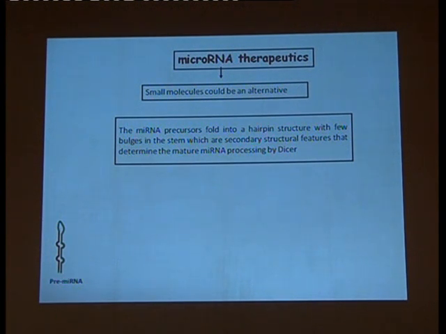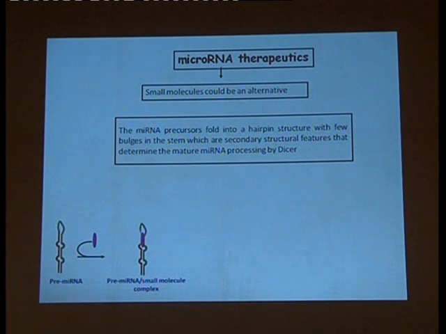Pre-miRNA, as I explained, has a very nice three-dimensional hairpin structure, with some bulges here and there, which is unique for a unique miRNA. That means you can distinguish one miRNA from another by a small molecule. You can develop a small molecule against any target, and this will bind anywhere here.